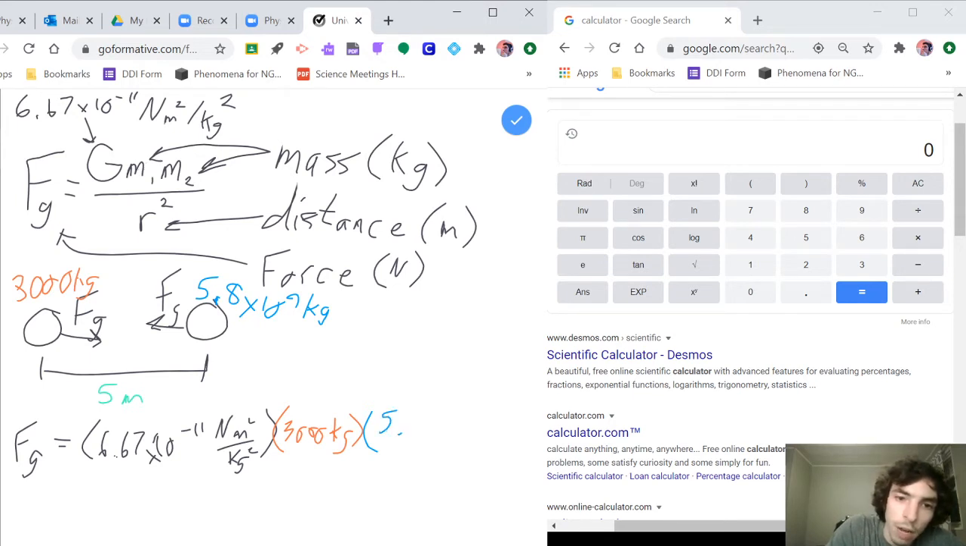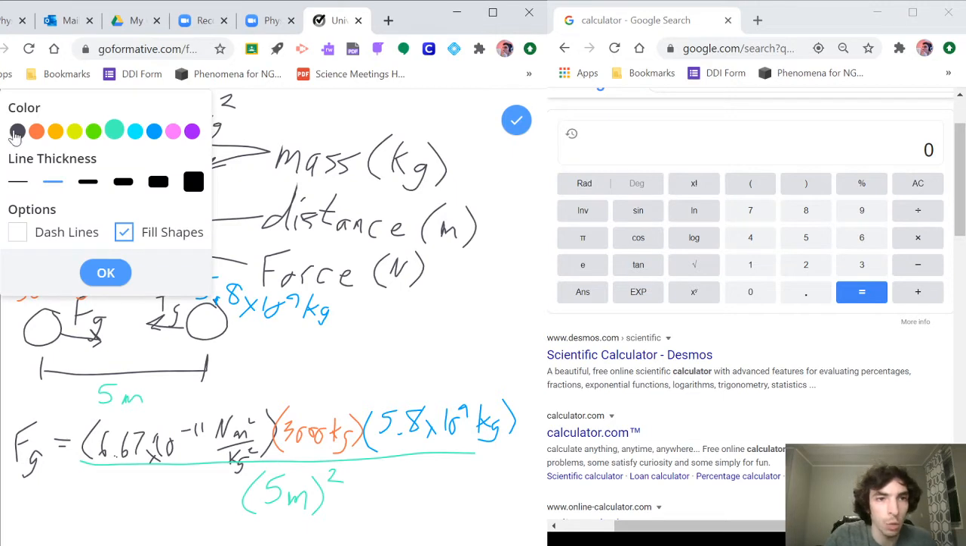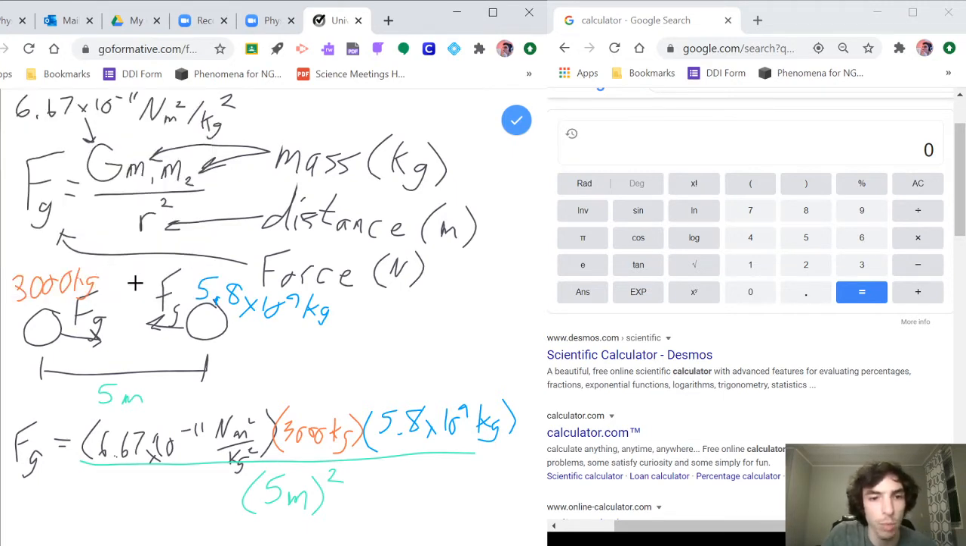So we're going to use our 5.8 times 10 to the 9th kilograms, all divided by our 5 meters squared. And I wanted to definitely include units in this video because I really basically ignored them in our last video. But you can confirm as we check our work that our units are actually going to work out, so that our force ends up in the unit that we know it should end up in, and that's going to be newtons.